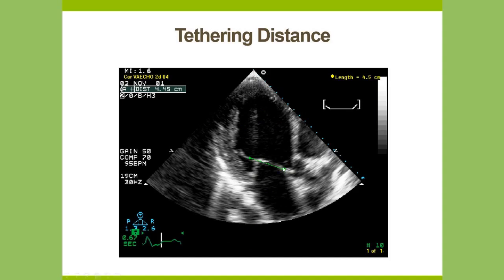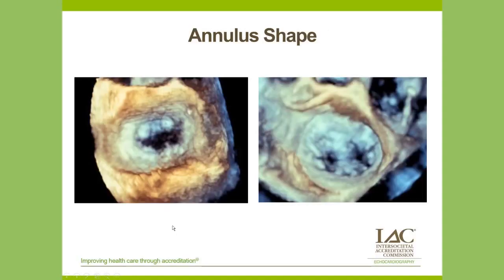Again, here's a simple measurement that some people call tethering distance. There's other terms for this, but we can actually measure this on echo. The annulus becomes distorted as well. This is a normal-shaped annulus. It's D-shaped. It's flat here across the top, round at the bottom. As the heart begins to dilate, the annulus becomes more spherical like this, and it can also be asymmetrically dilated.